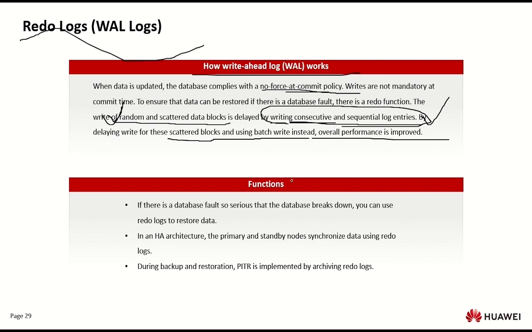The redo log has certain functionalities. For example, if there is a database fault, we can use it to recover data because all the changes are recorded in the transaction log. Also, in high availability architectures, we can use the transaction log to synchronize data from primary to standby. Also, during backup and restore, we can use the transaction log for point-in-time recovery.